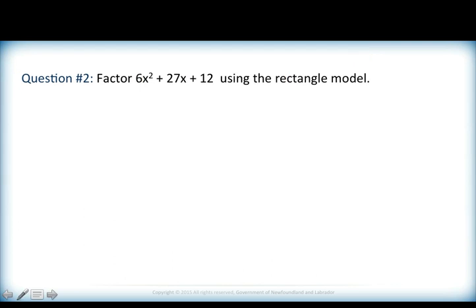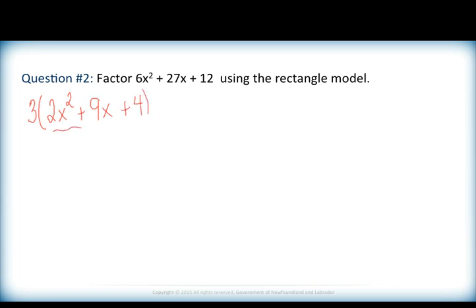Question 2, factor 6x squared plus 27x plus 12 using the rectangle model. There's a couple of ways you can approach this. You can use the rectangle model right away, or you can check to see if you can remove the greatest common factor first. And removing the greatest common factor always simplifies your expression, so that is a little easier to work with. And we're going to do that first. And if you notice, you can actually remove a positive 3 from all three terms, which will leave us with 2x squared plus 9x plus 4.